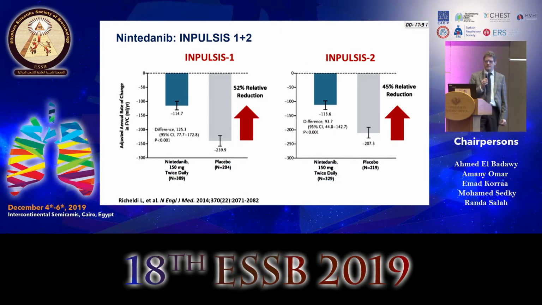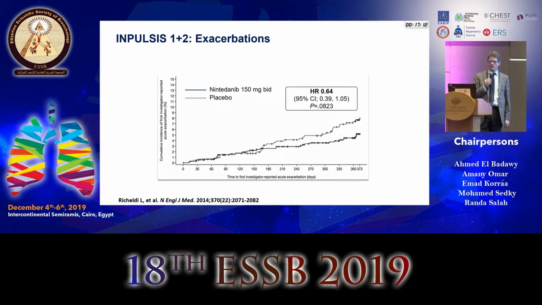The second substance, nintedanib, has about the same effect, about a 50% reduction in the decline of the vital capacity in 1 year in both the INPULSIS-1 and INPULSIS-2 studies. It also has a good effect on exacerbation, but it did not reach the level of significance. You see here the level is just a bit above, but the trend is very good.